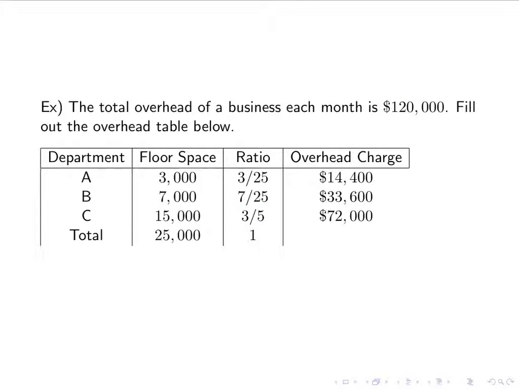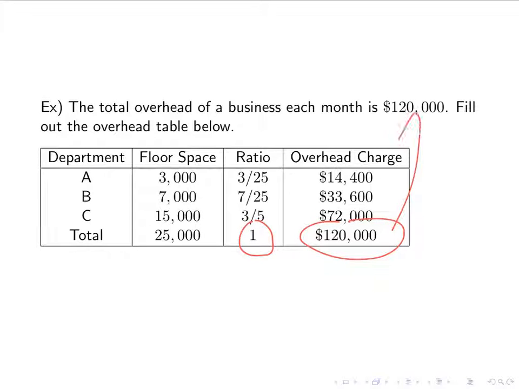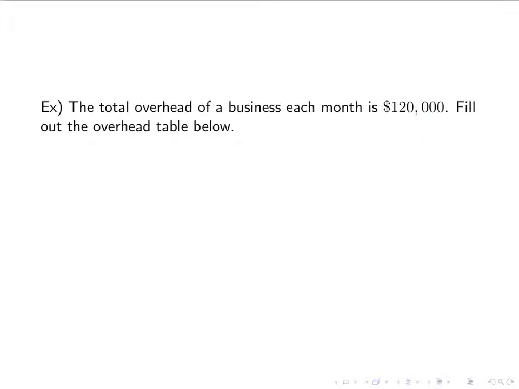We get 72,000. Now again, to check this, we need to make sure that the total is in fact 120,000. So if I add these 3 up, do I get 120,000? Yes, I do. So you always want to make sure that the ratio total is 1. This total is the total overhead that you were given.